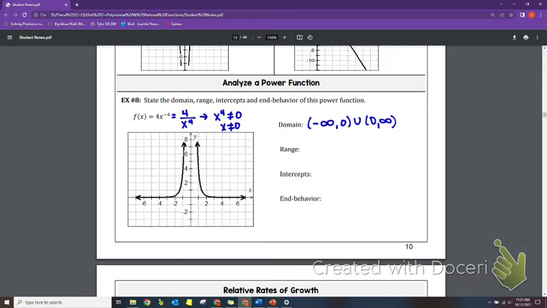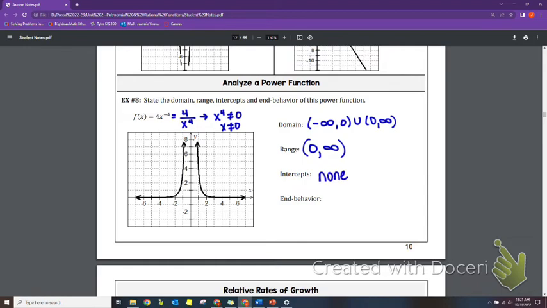Now the range, this graph does not keep going down. Notice the end behavior, what's happening here. It's going towards a horizontal asymptote there, which is going to be at that 0. And so our range is going to be 0, not included, all the way up to positive infinity. Our intercepts, there are no intercepts. There are no x-intercepts because it's not going to cross that x-axis. That's our horizontal asymptote. And it's not going to cross our y-axis because that's our vertical asymptote. So there are no intercepts.